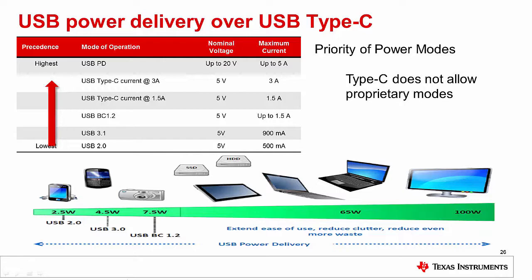And one thing worth pointing out is that USB Type-C doesn't allow proprietary modes over the D+ D- anymore for negotiating voltage. So that's something to keep in mind going forward.